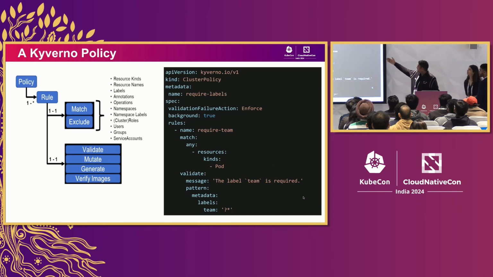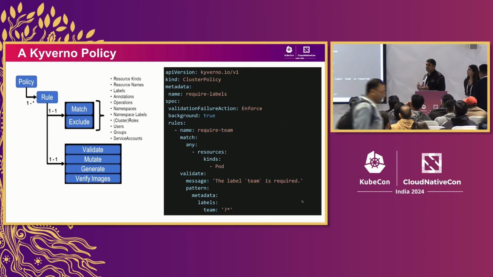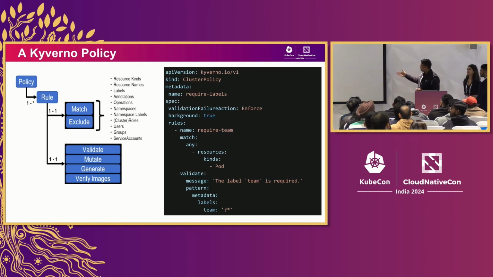So you can see that in this spec, there is a validation failure action which can be either enforce or audit. In case of audit, it will just report your policy violation, whereas in case of enforce, it will block the request at the admission itself, right? And then there is a background flag which will take care of the background scans. And as you can see, there are rules which define the match and exclude condition and the validate condition.